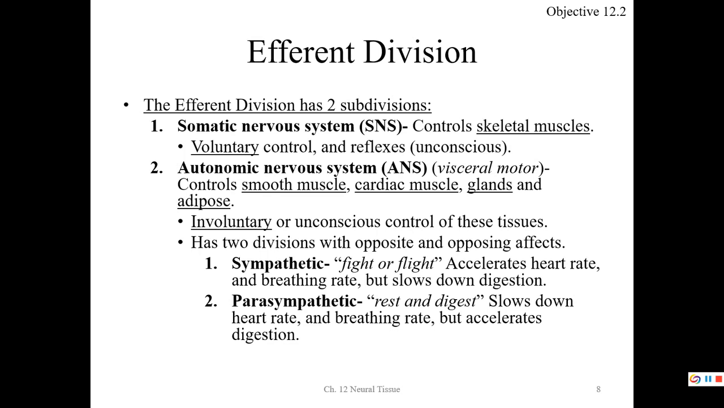Okay. Now, sympathetic, I like to call fight or flight. Now, I'm just going to introduce it right now. We will learn about this in detail when we get to the autonomic nervous system, but it's fight or flight. Basically, when I say fight or flight, it kicks in during stress. It gets your heart rate up, gets your breathing rate up, but it slows down your digestive processes, for example. Parasympathetic, I like to call rest and digest. It kicks in during peace. It slows down your heart rate and breathing rate, but it gets digestion going up. Okay?